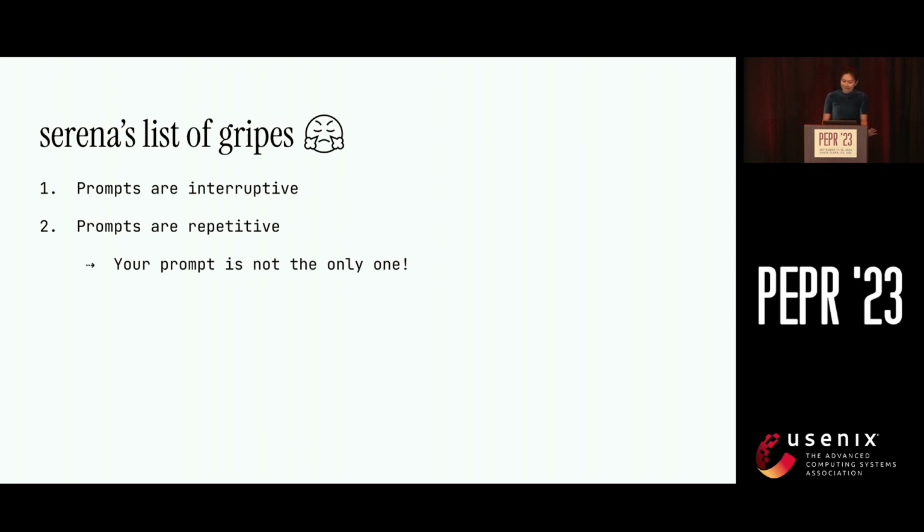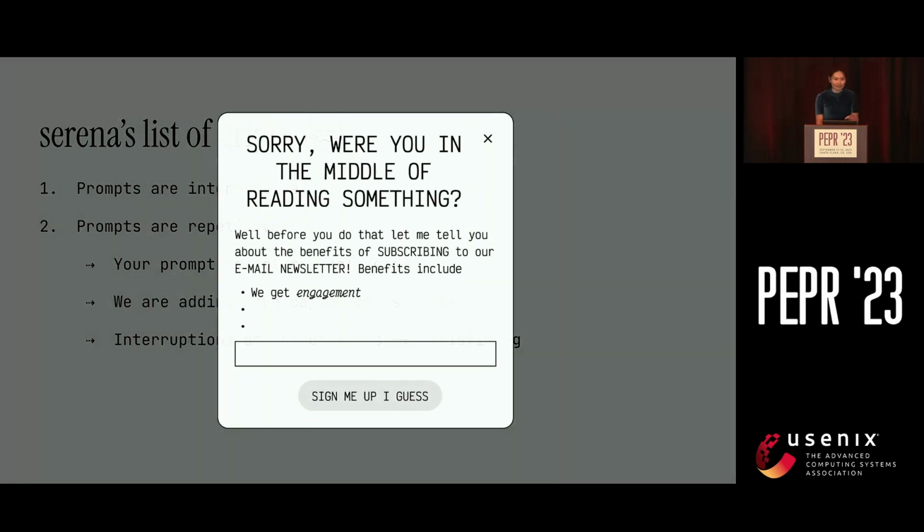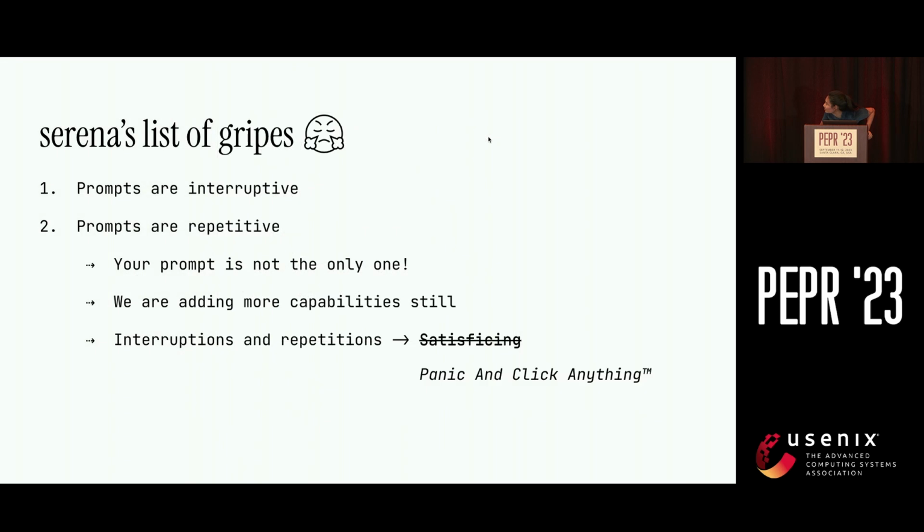This, along with the fact that the web is growing and what it can do, means even more prompts, right? So all these interruptions and repetitions create this environment where people rely on these short-term cues and simple heuristics to make decisions. Behavioral economics calls this satisficing, but I call it the panic and click anything to make the prompt go away.